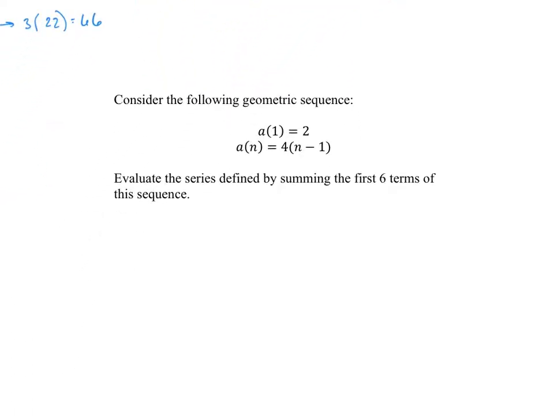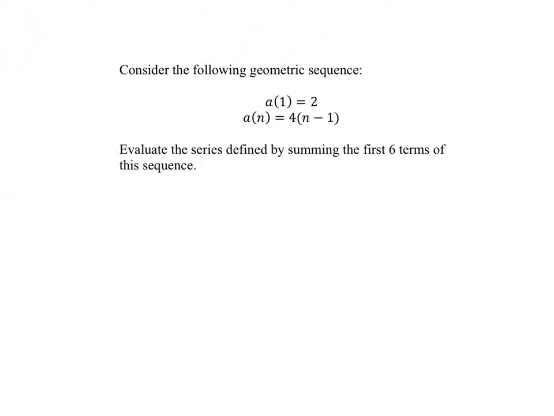Geometric, not so much the same. So consider a geometric sequence where we have a sub n defined by 4 times the previous term, and the first term is 2. So we're going to evaluate the series defined here by summing the first 6 terms of this sequence. So our series looks like this.